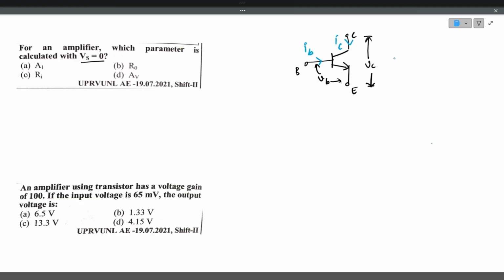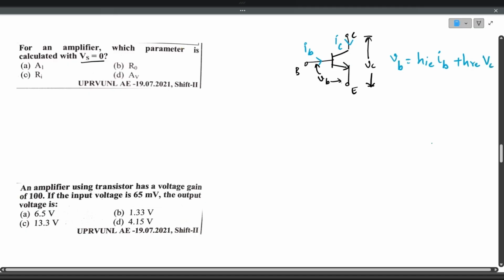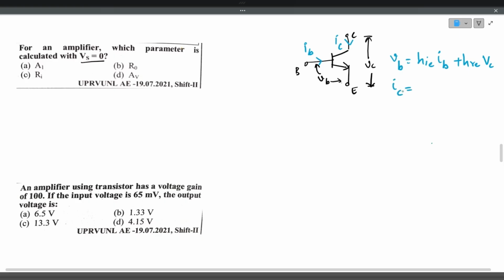If you write the H parameters for this, the input voltage VB equals HIE, the input impedance of the common emitter configuration, multiplied by IB, plus HRE, the reverse voltage gain, multiplied by the output voltage VC, the collector voltage. Next equation: IC, the output collector current, equals HFE, the forward current gain, multiplied by IB, plus HOE, the output admittance, multiplied by VC. These are the equations.